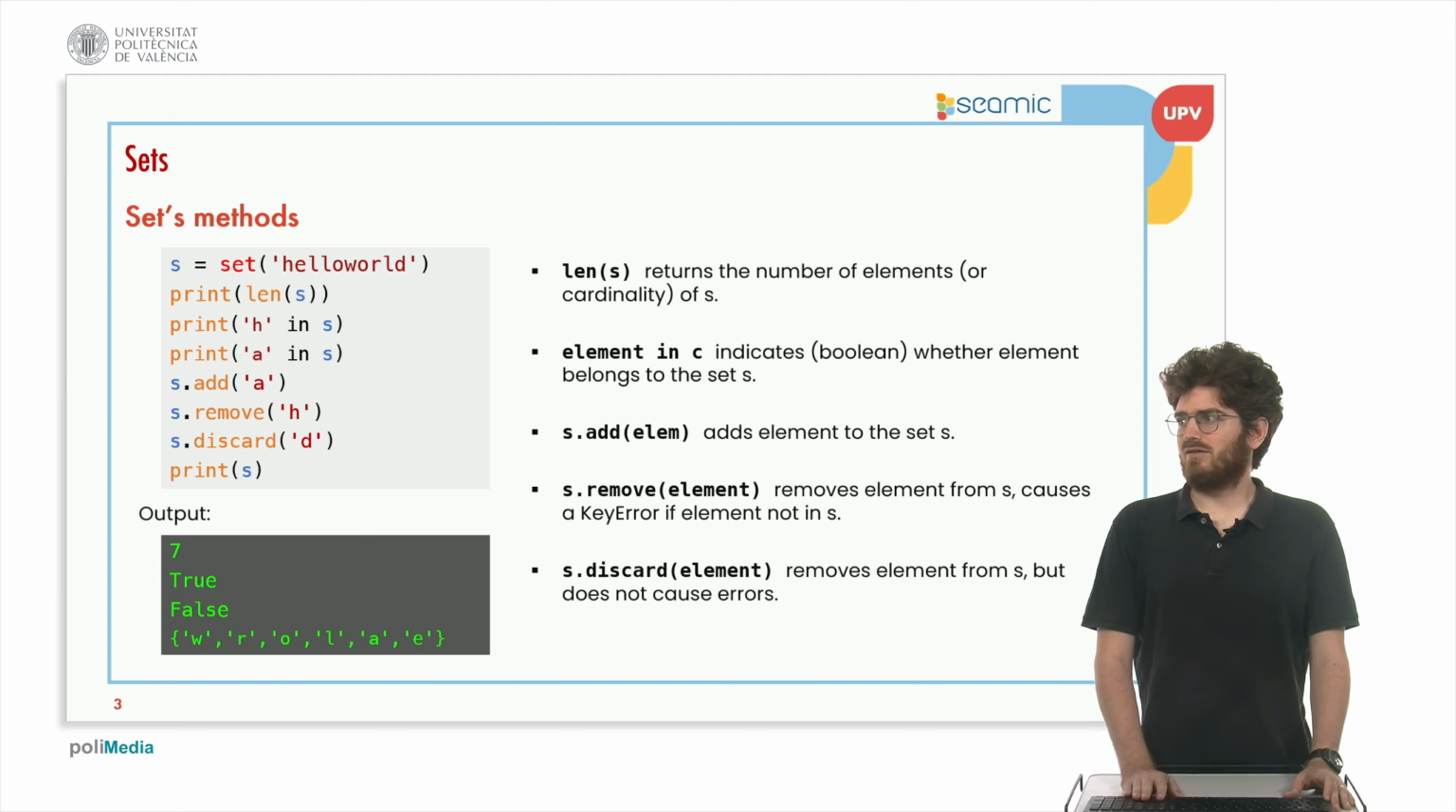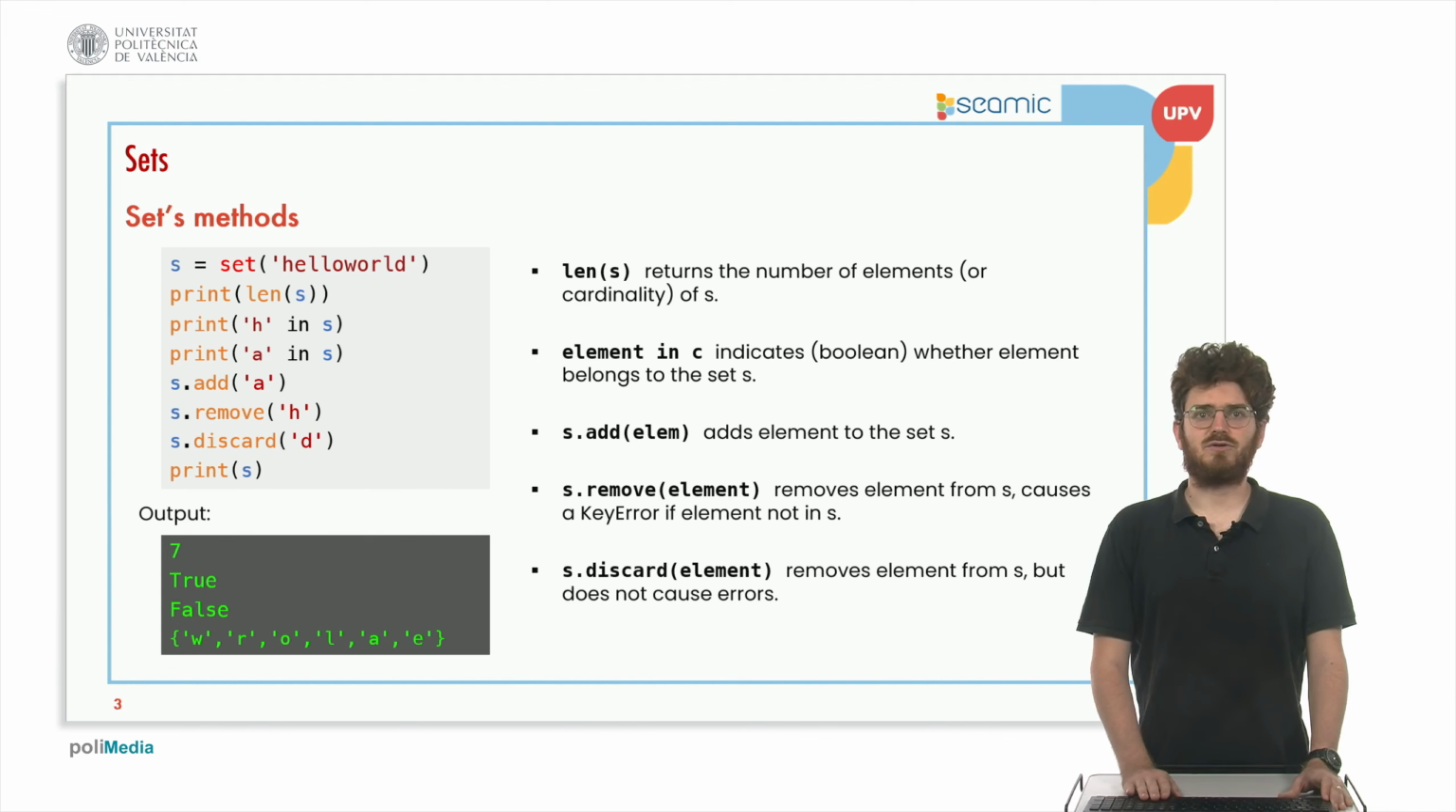Sets have many methods, but the main basic ones are these. We have the length that returns the number of elements in a set. We have the in operation, which checks whether an element belongs to the set C, and it returns a Boolean value. For example, we can see that H appears in the hello world set, but A does not appear. We can also add elements to the set with the add operation and remove them with the remove operation.